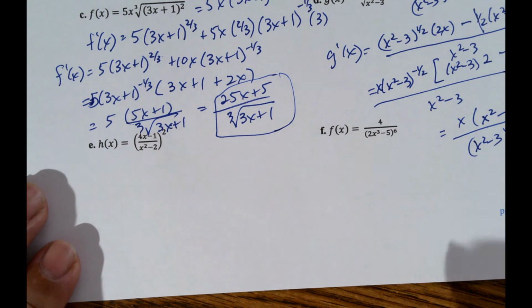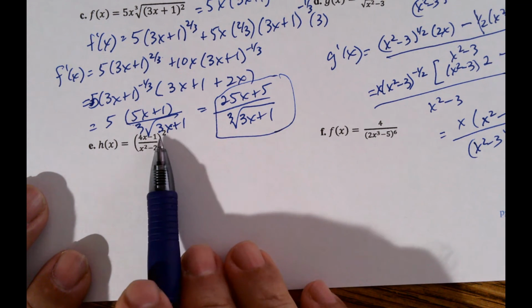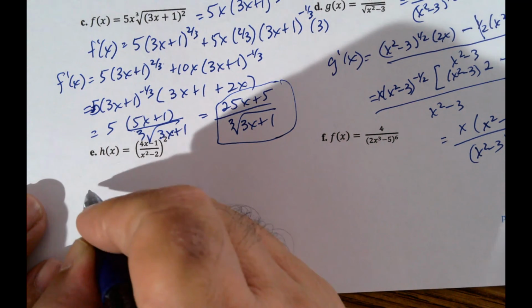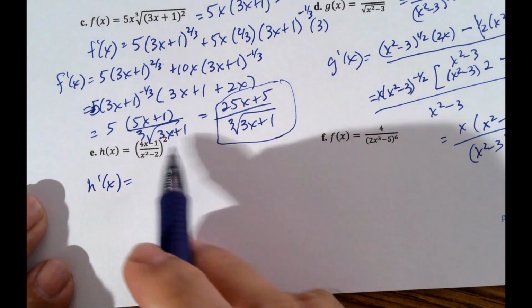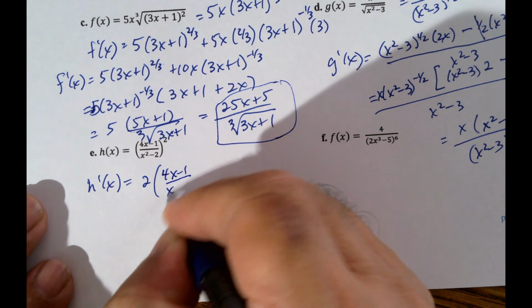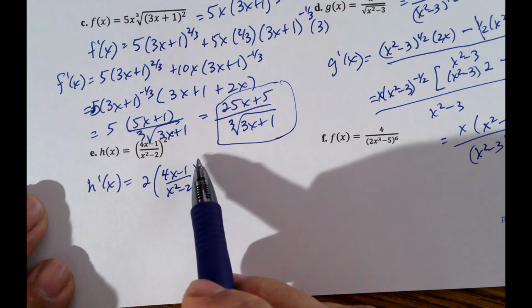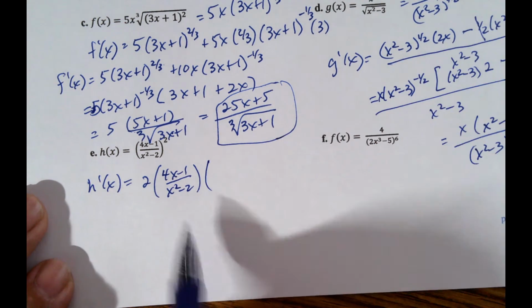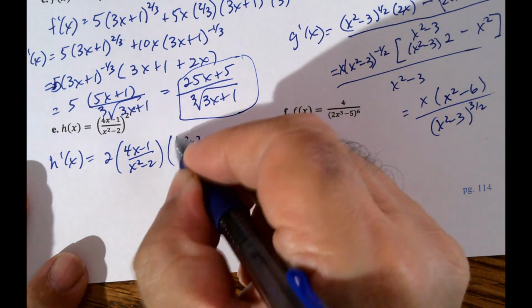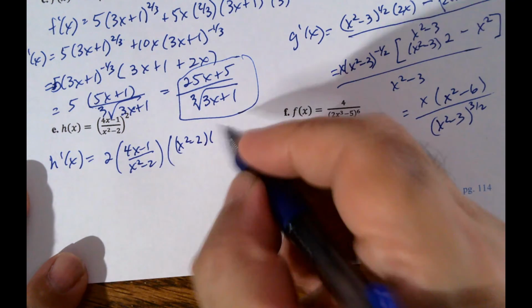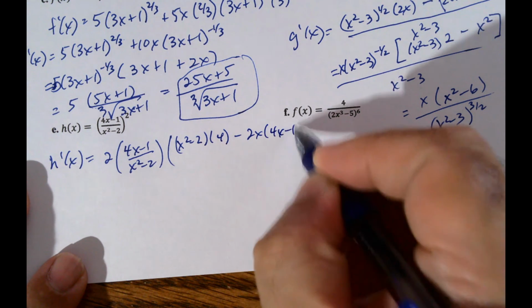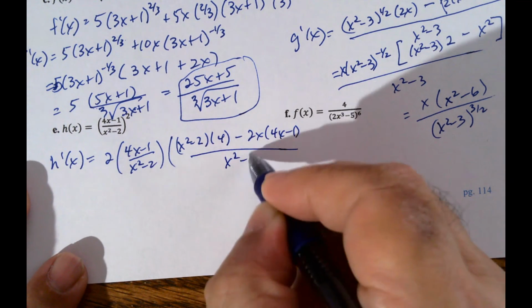E. All right, so here we have chain rule with quotient rule. We have chain rule on the outside and quotient rule on the inside. So no need to rewrite here. This is nice and pretty. Chain rule says take the derivative of the outside. You have an exponent of 2. Keep the inside. Subtract 1 from the exponent, so it's a 1. Now take the derivative of the inside, which requires the quotient rule. So it's x squared minus 2 times the derivative of the numerator, so it's 4, minus the derivative of the denominator times the numerator, all over x squared minus 2 squared.